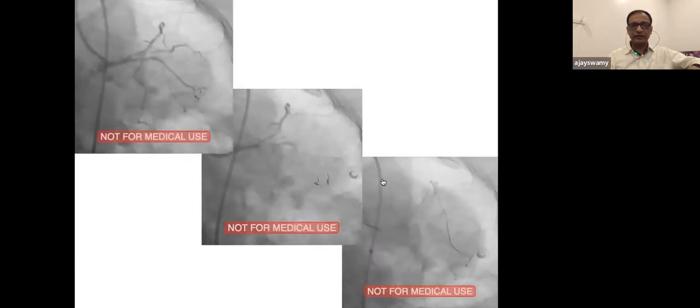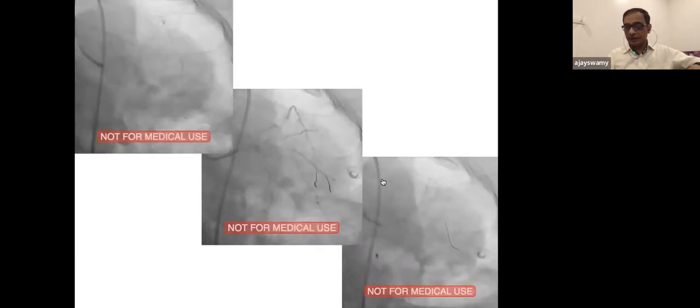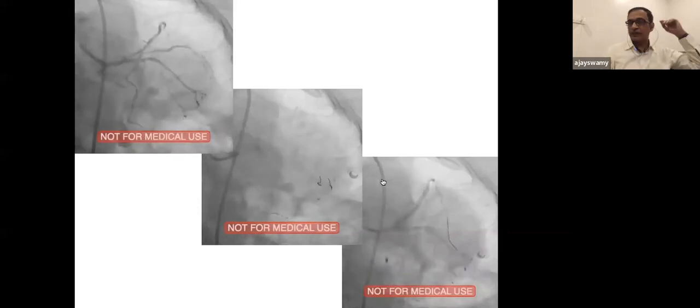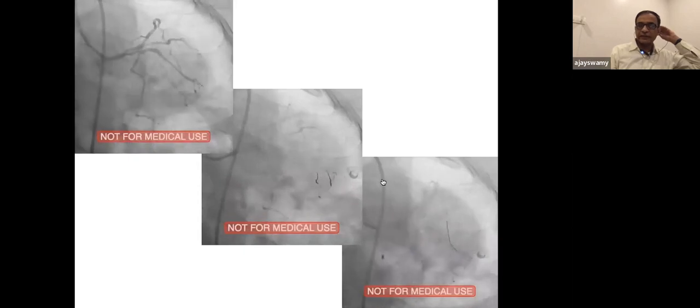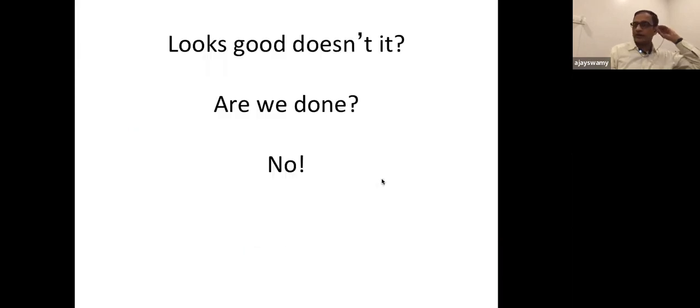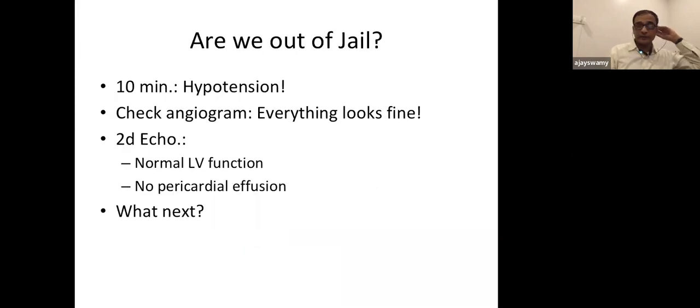This is the sequence of events. But when trouble comes, it doesn't come alone. And this is what the final result was as far as the coronary was concerned. It looks very good. Are we done? No, there was a major problem there.